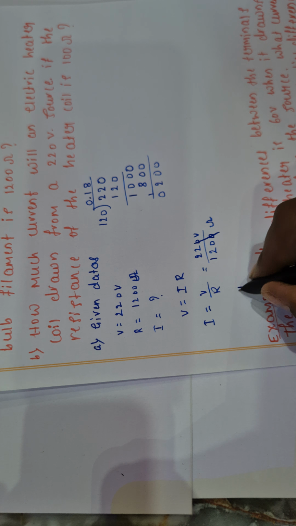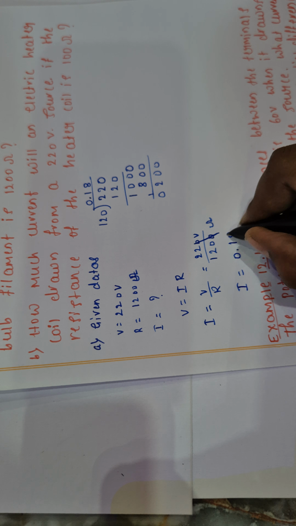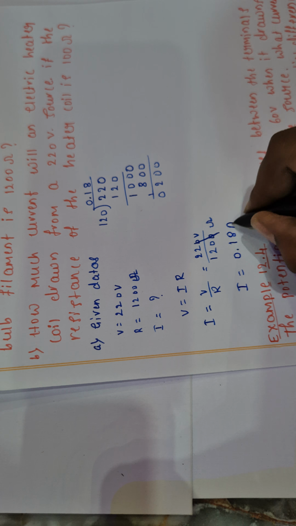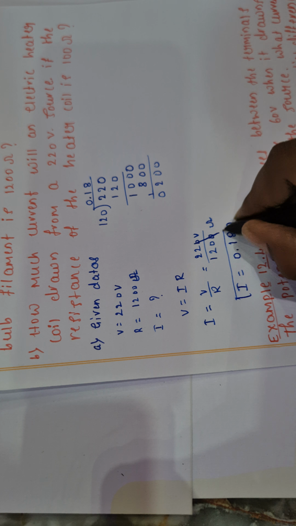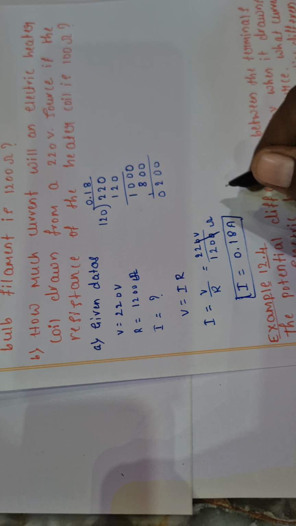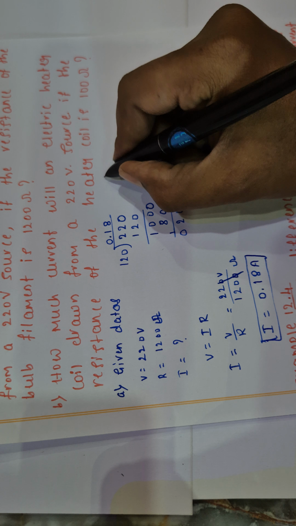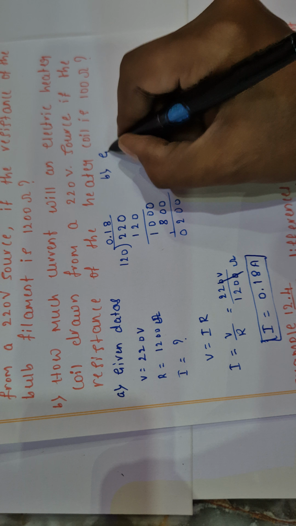Now the answer is I is equal to 0.18 ampere. Remember one thing, always the SI unit of current is ampere, written as A. Now we can solve part B. Write about the given data.